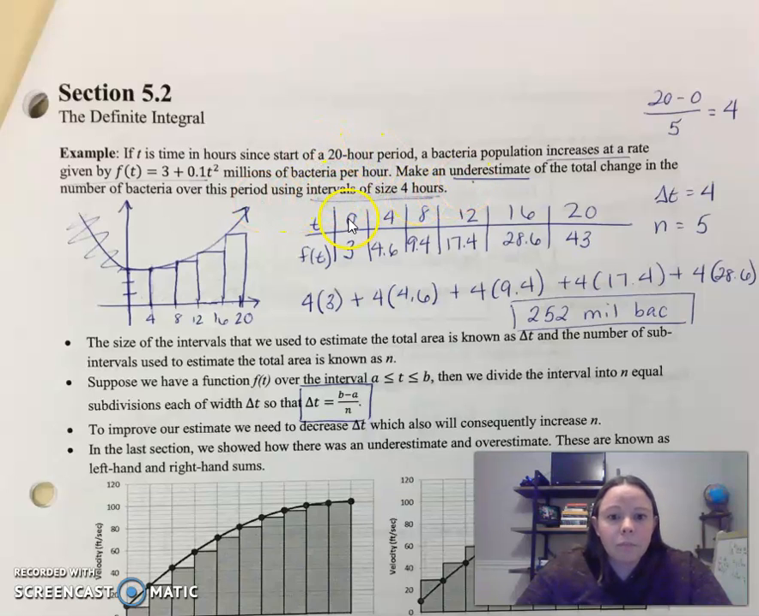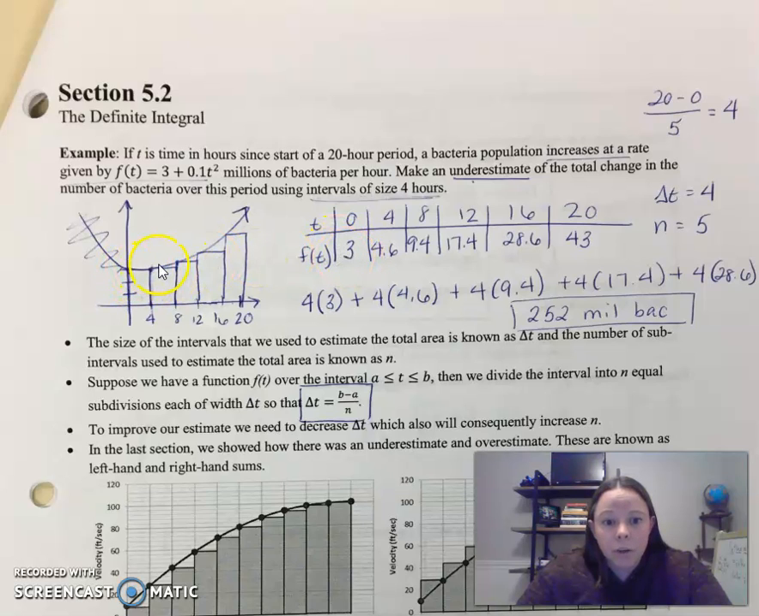All right, so I started with 0, and it wants us to use intervals of 4. So that's 4, 8, 12, 16, 20. Then I plugged these numbers into our derivative. Those are the points on the curve. And it asks for an underestimate. So for each rectangle, you can see the rectangles here. You're going to want to use the lower of the two sides. So for this first rectangle, you're going to pick 3.